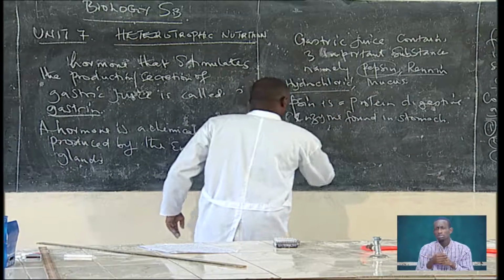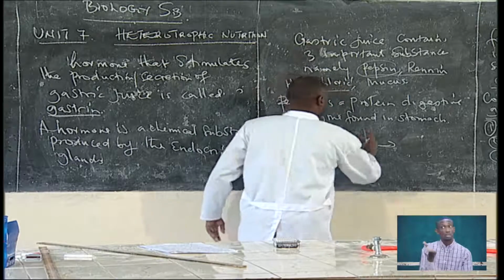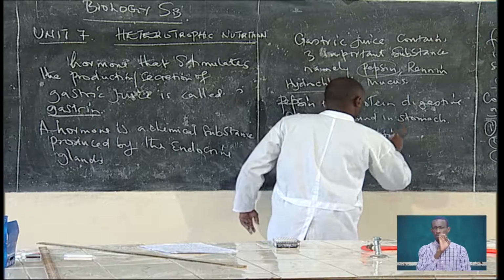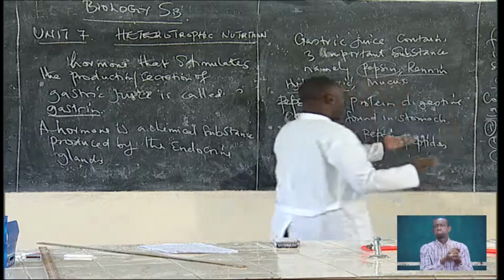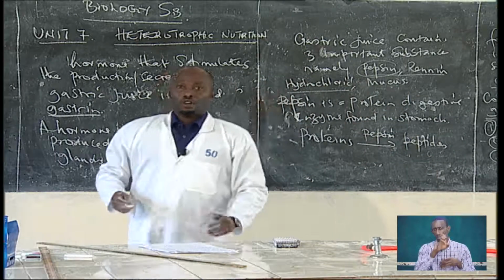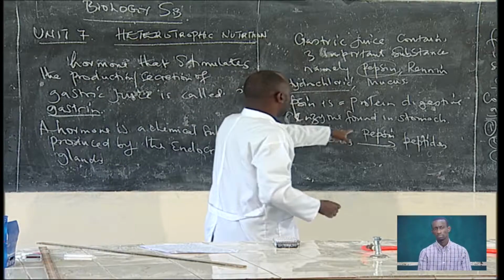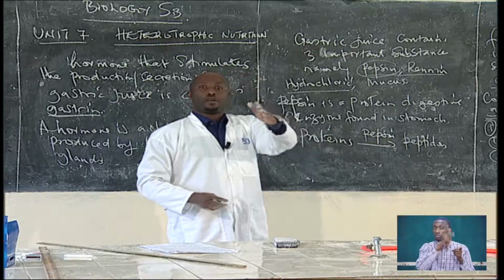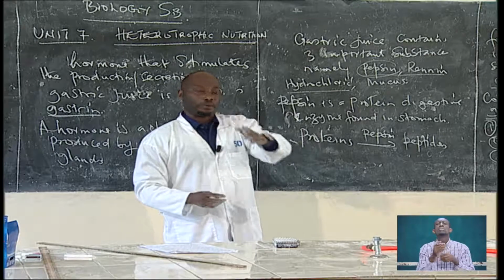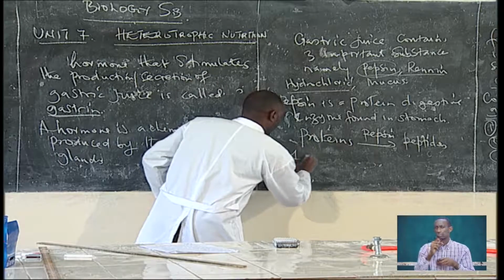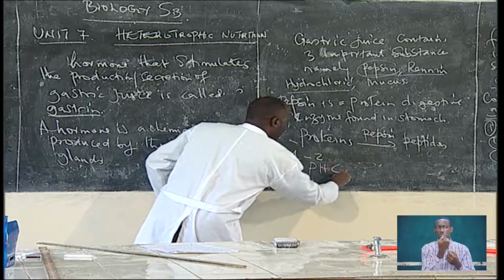You can say proteins, and we have an enzyme which is called pepsin, which converts proteins into peptides. If I say peptides, you know the final results of proteins are peptides or amino acids. This enzyme, pepsin, works in an environment which is acidic, ranging from pH 1 to 2. The pH must be less than 3.